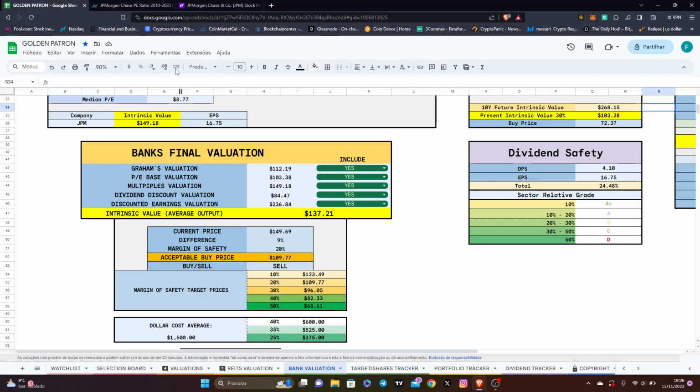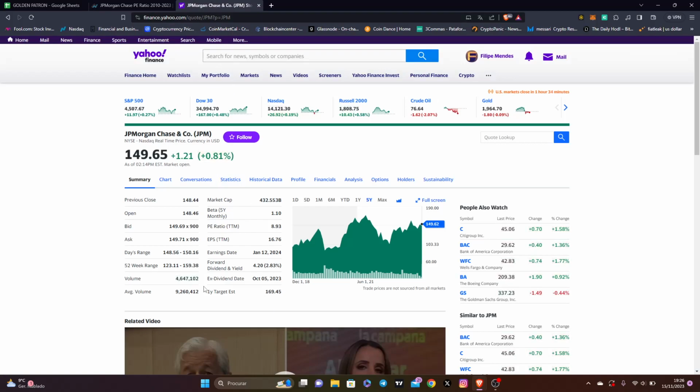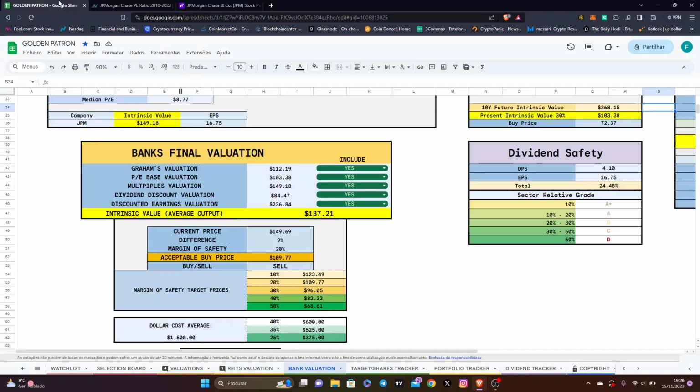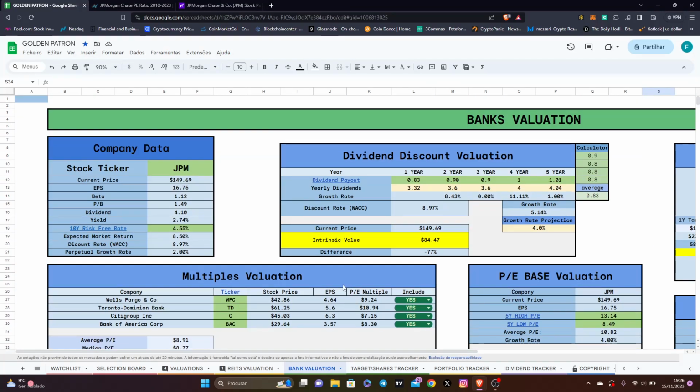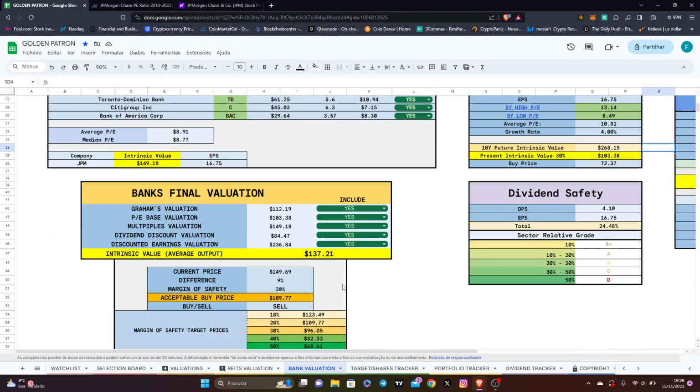Also, we can see that the analysts' 1 year target is at 169, so a lot higher than our intrinsic value. But yeah, that's how you do it. That's how you find the intrinsic value of a company.